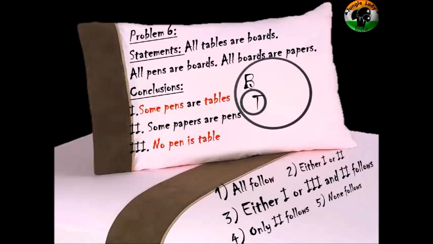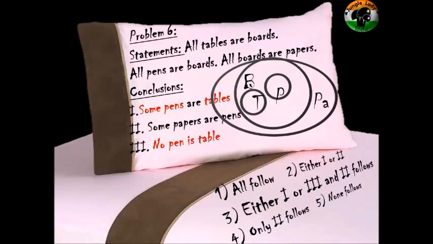Second statement is all pens are boards. So what I have to do, pen inside the circle, boards outside the circle. Boards have been drawn already, so P will be drawn inside. Third statement is all boards are papers. So what should I do? Boards have been drawn already, so papers will be the outside circle, right?